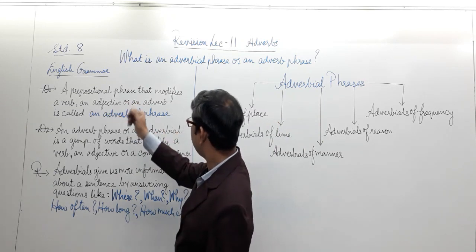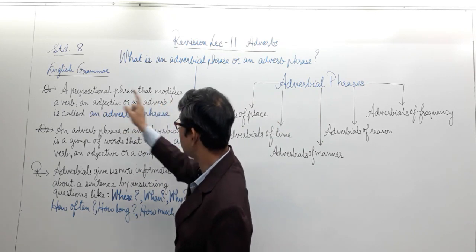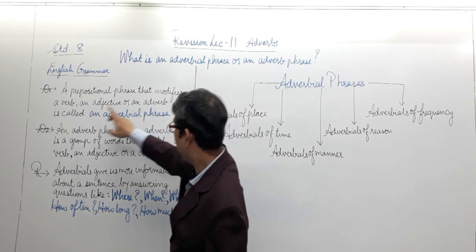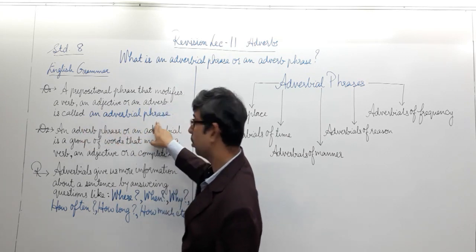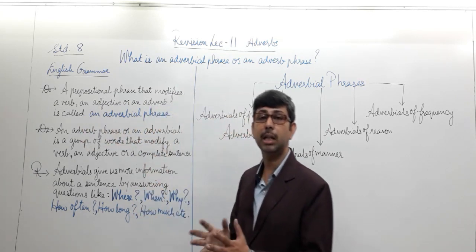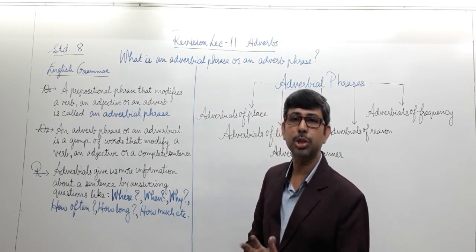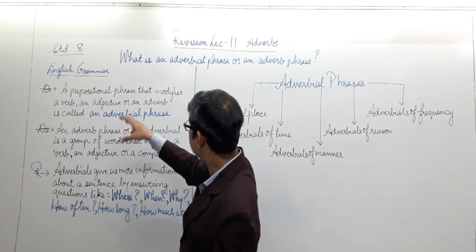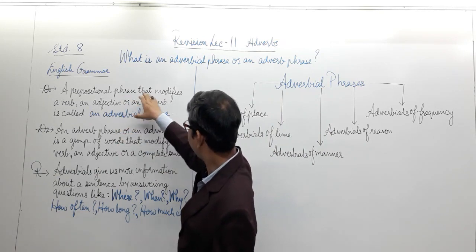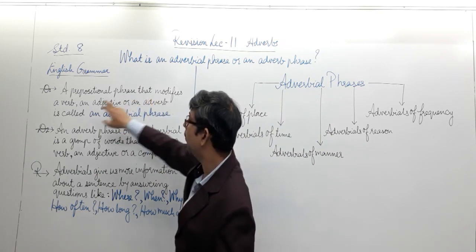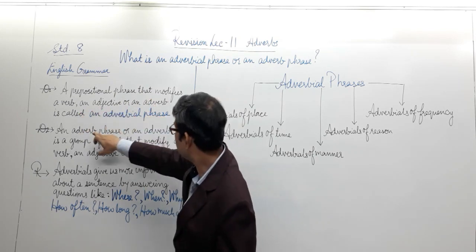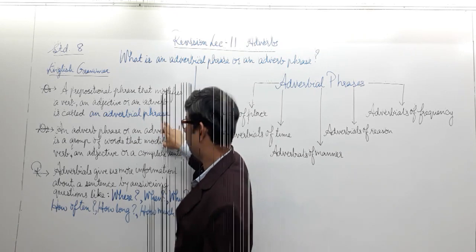A prepositional phrase that modifies a verb, an adjective or an adverb is called an adverbial phrase. You see, it is greatly connected with the learning of prepositional phrases. So the prepositional phrase that you already learned is related to that. A prepositional phrase that modifies a verb, an adjective or an adverb in a sentence is called an adverbial phrase.